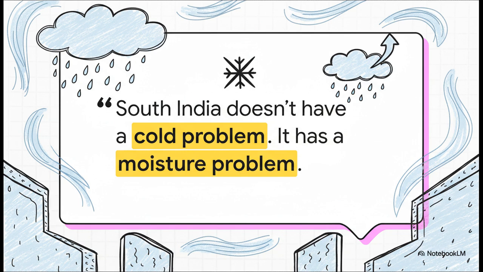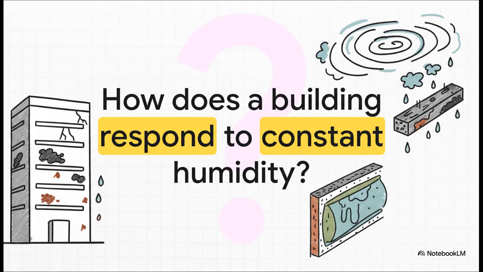It says South India doesn't have a cold problem. It has a moisture problem. And what that means is this isn't really about temperature. It's about the constant presence of water in the air. So that reality brings up a pretty fundamental question, doesn't it? How does a building respond to that constant, pervasive humidity?